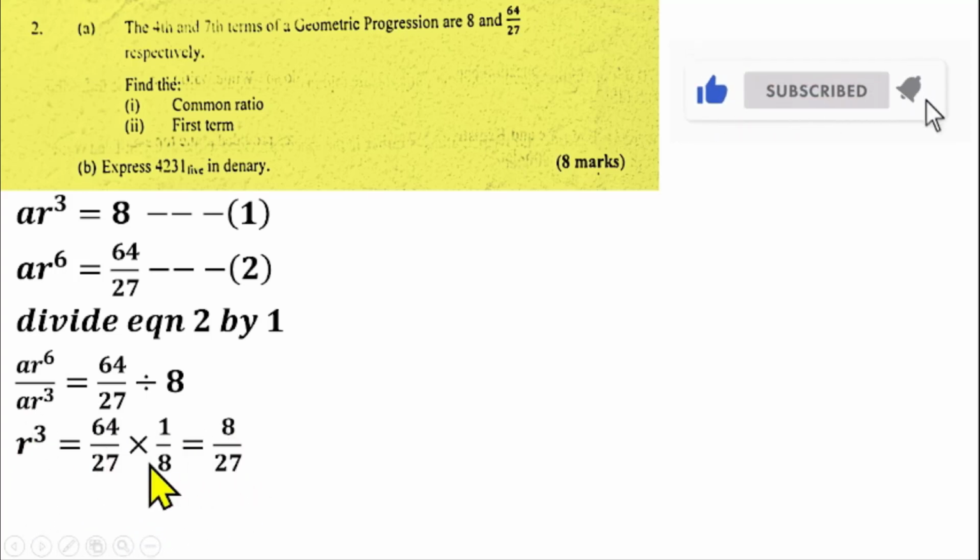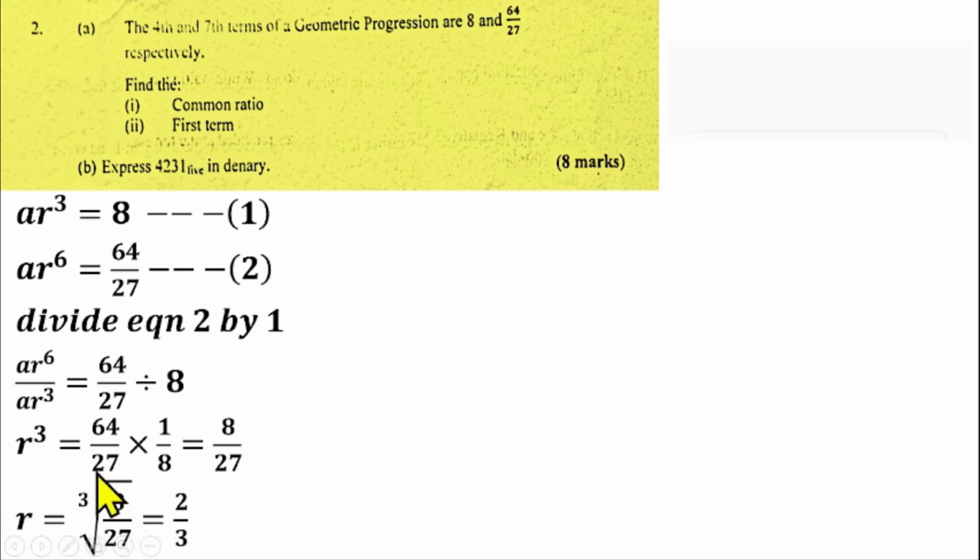We can now find the cube root of both sides so that I can get our common ratio, which is r. So taking the cube root of both sides, we have r equals cube root of 8 over 27. The cube root of 8 is 2, the cube root of 27 is 3. So that means the common ratio is 2 over 3. You can put this in equation 1 or equation 2 to find the first term, which is a.